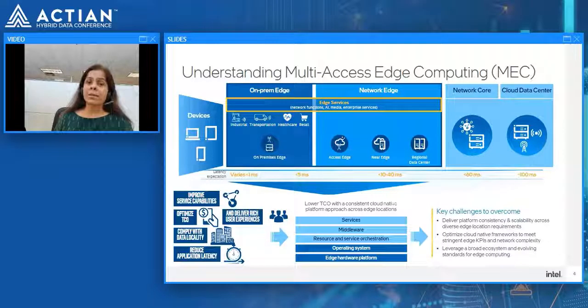This bump in the wire approach, where the mobility protocols get kicked in, is called multi-access edge computing. So the simplest definition is edge computing with mobility protocols kicking in is called multi-access edge computing. And for the Pokemon Go gaming vendor, the latency gets reduced from 100 milliseconds to 10 to 40 milliseconds and gives the gamers a wonderful experience.